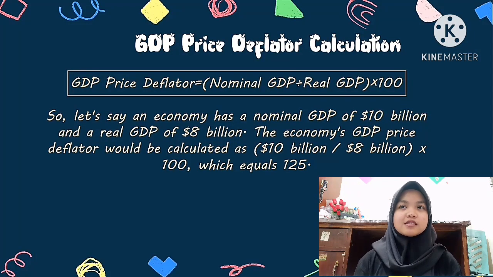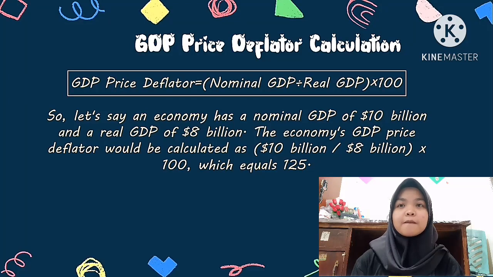Okay, this is the GDP price deflator calculation. The formula is GDP price deflator equals nominal GDP divided by real GDP times 100. So, let's say an economy has a nominal GDP of $10 billion and a real GDP of $8 billion. The economy's GDP price deflator would be calculated as $10 billion divided by $8 billion times 100, which equals 125.